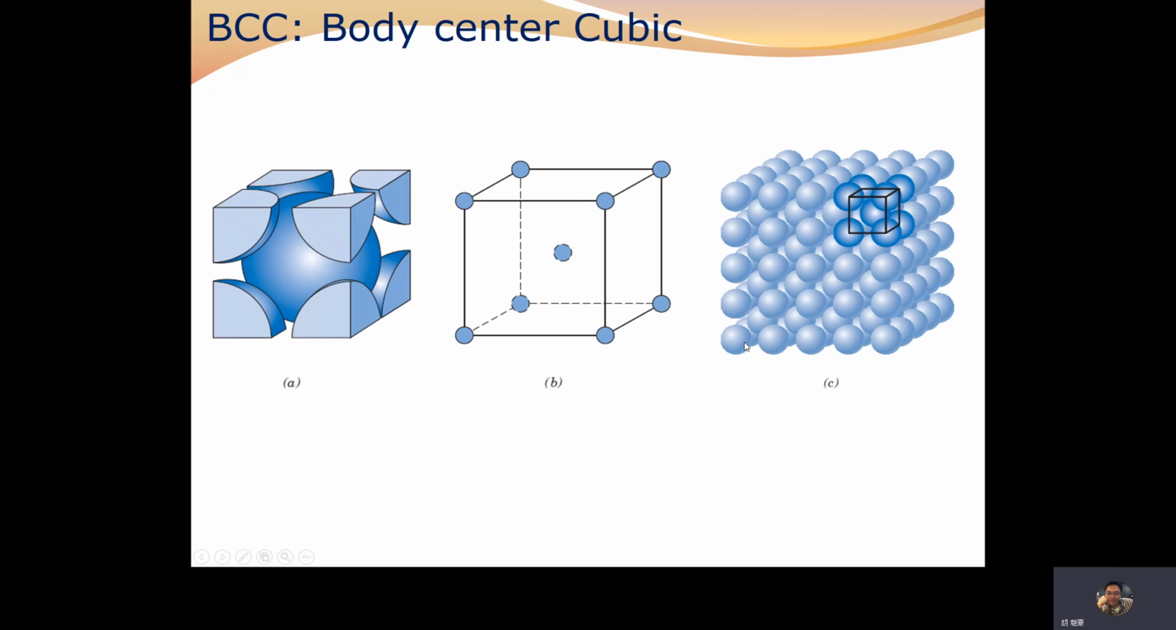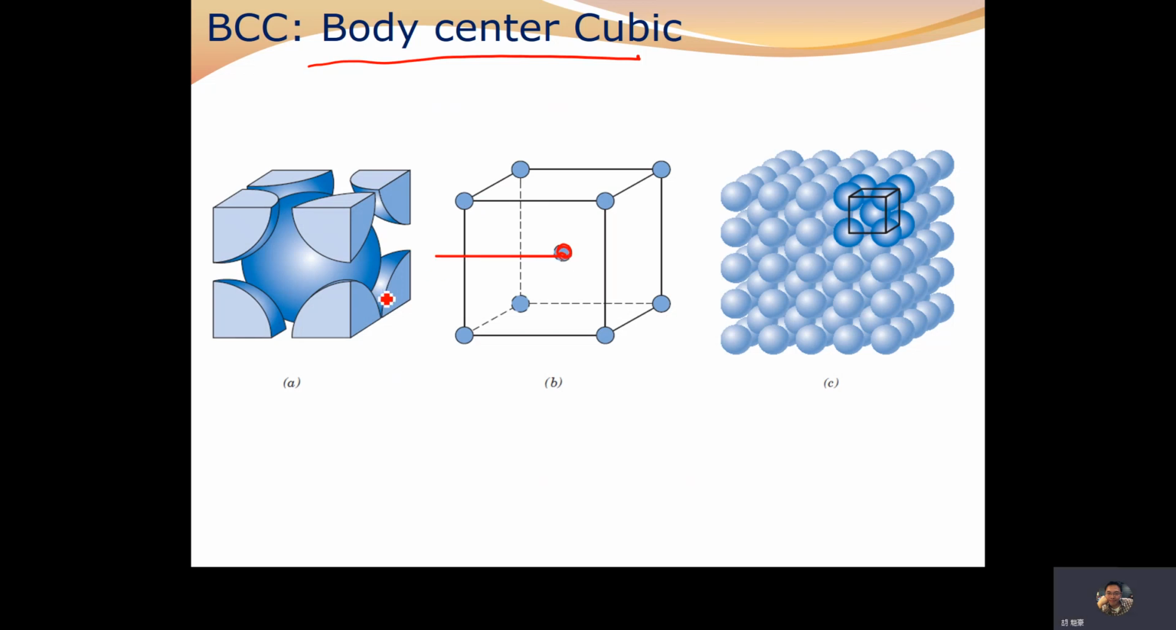Okay, let's look at the first metal structure. It's called BCC, body center cubic. It's defined with an atom located at each of the 8 corners, and there's 1 atom located at the center. Therefore we call it body center.